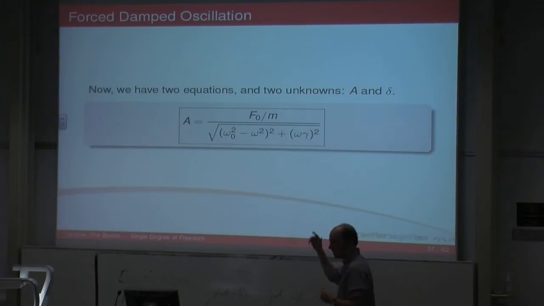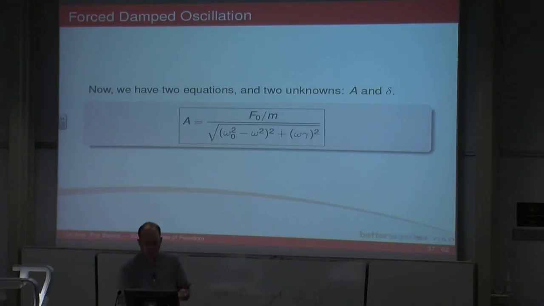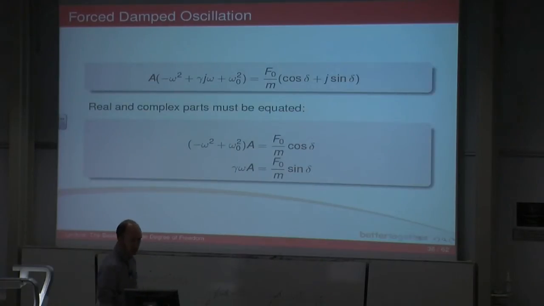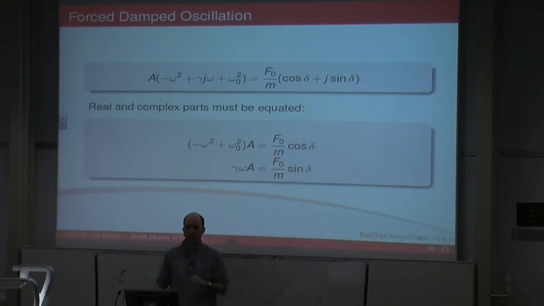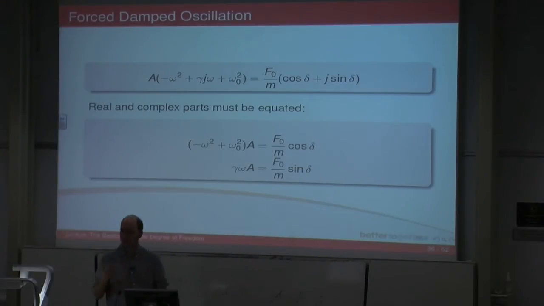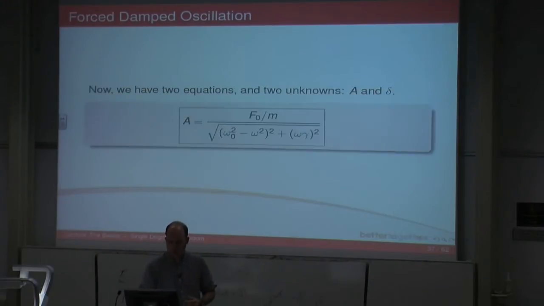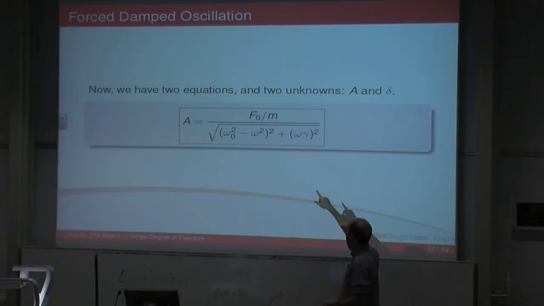This is the equation for A. If you wanted to get to this on your own, you square both equations. You end up with a sine squared and a cosine squared, and we know that sine squared plus cosine squared equals 1. So you can combine those two equations and you end up with a term for A: F naught upon m divided by the square root of the difference in the squares of the frequencies, squared, plus omega times gamma, squared.